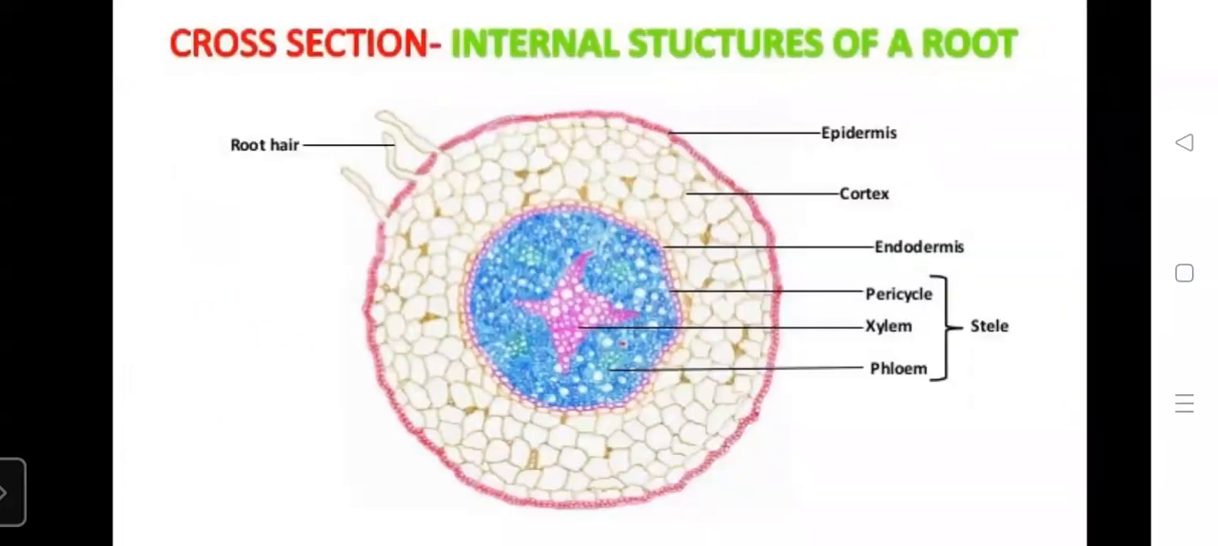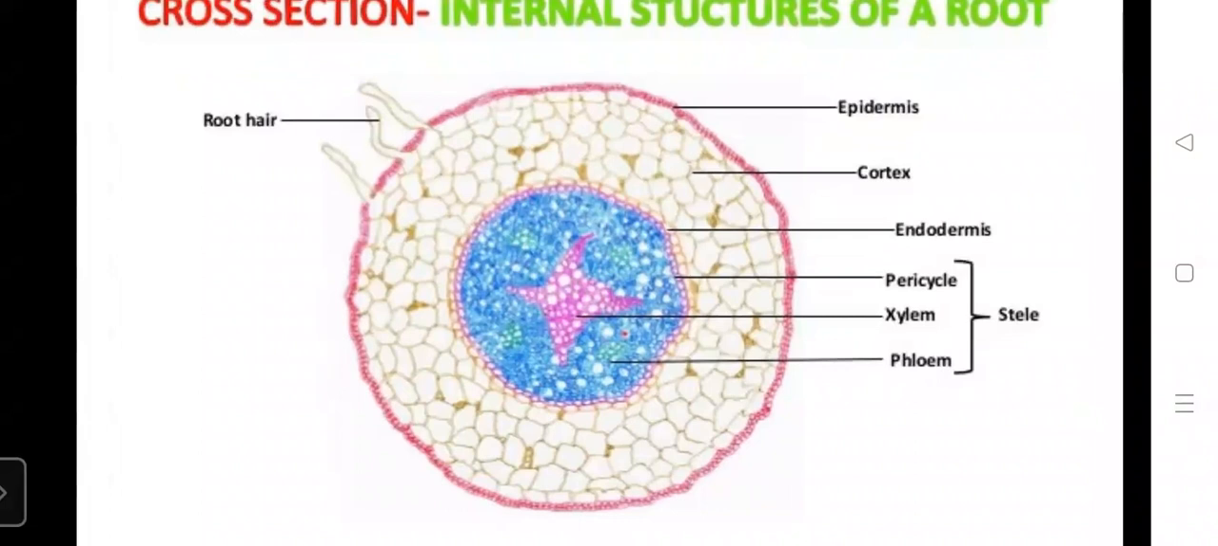See here, this is the internal structure of a root. Anatomy of a young dicot root. This young dicot root shows the anatomical characters: epidermis, cortex, and stele. Okay. So first, what is the epidermis? Epidermis is the outermost layer. See here in this diagram, you observe the parts of the root.